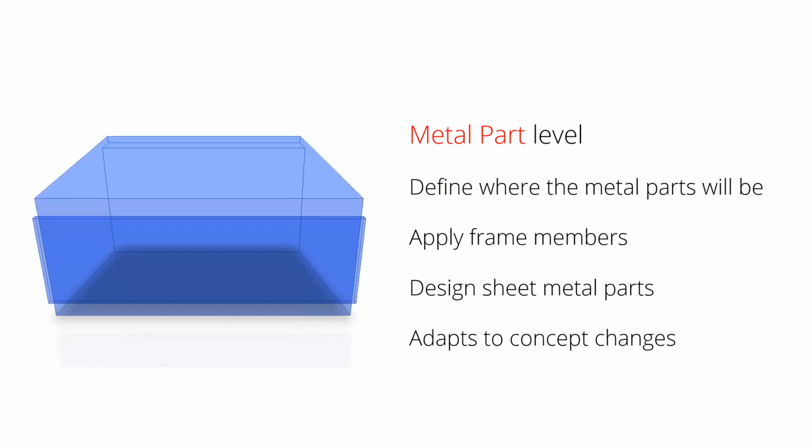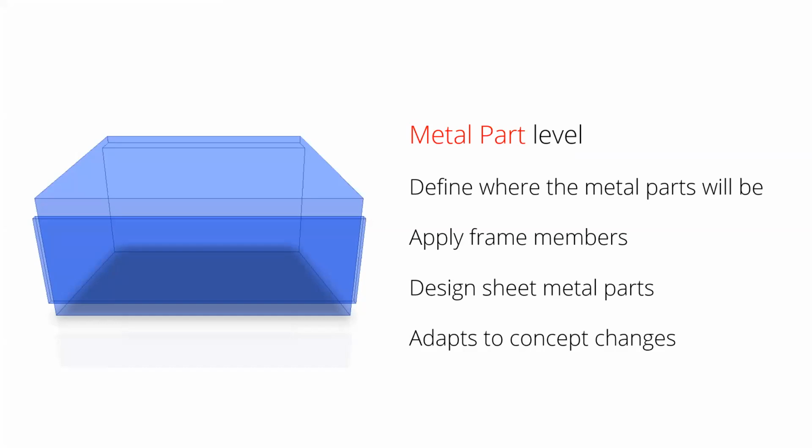So for instance, we can take one of those blocks to define how the metal parts will look in it. We can apply frame members using Frame Generator of Inventor. We can use sheet metal parts. We can use some custom-made metal stuff. And all that adapts to the changes of a concept.